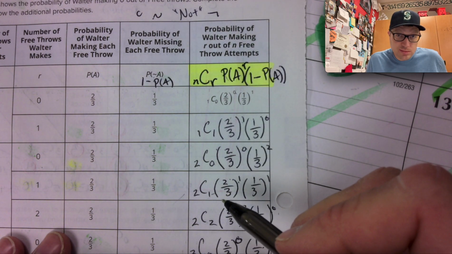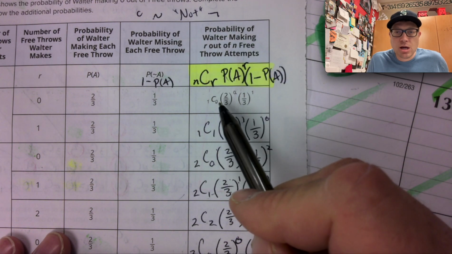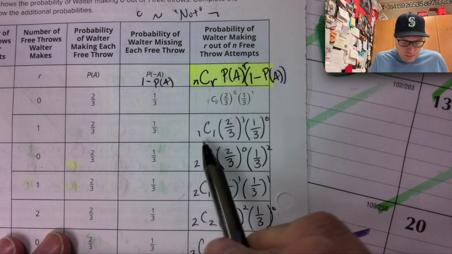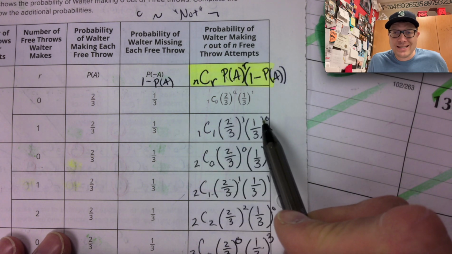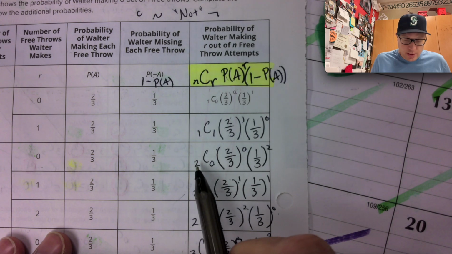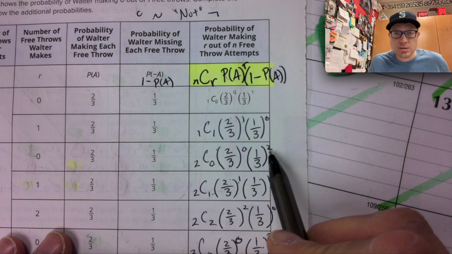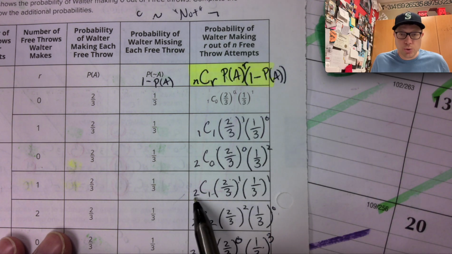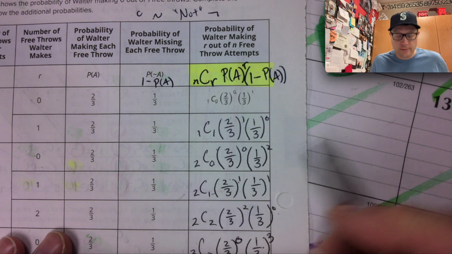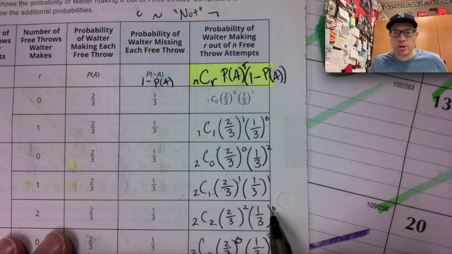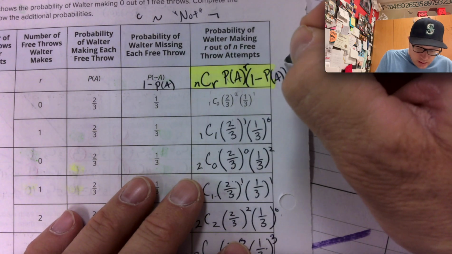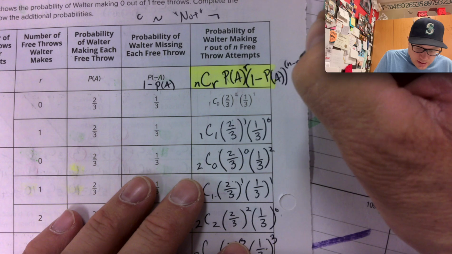Subtraction. 1 take away 0 is 1. 1 take away 1 is 0. This number subtracted by this number is this answer, this exponent. 2 subtracted by 1 is 1. 2 subtracted by 2 is 0. So in parentheses, n minus r.